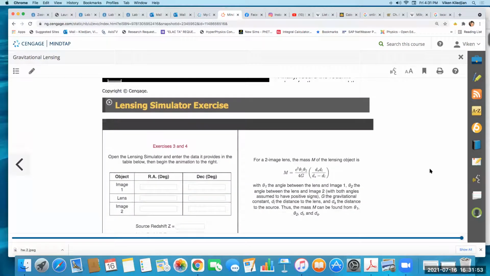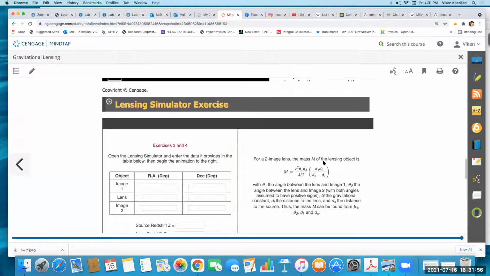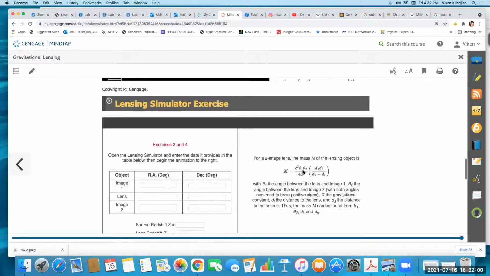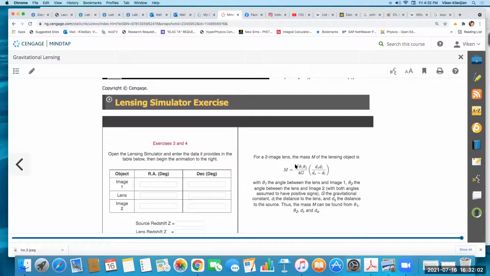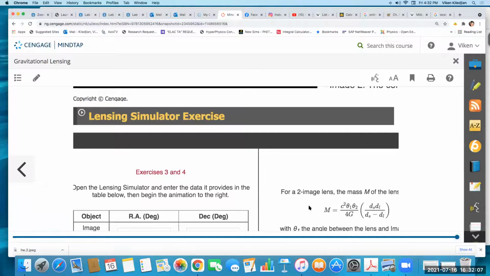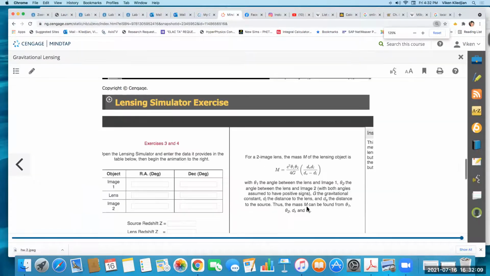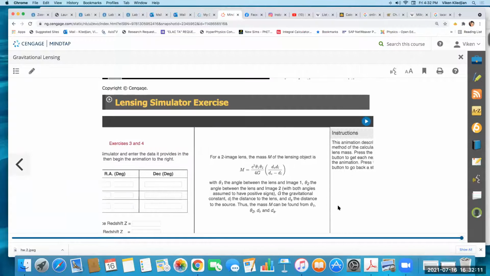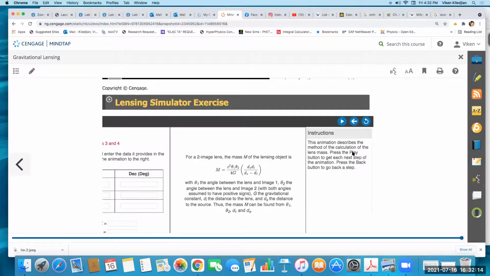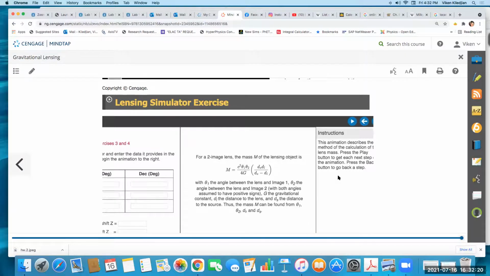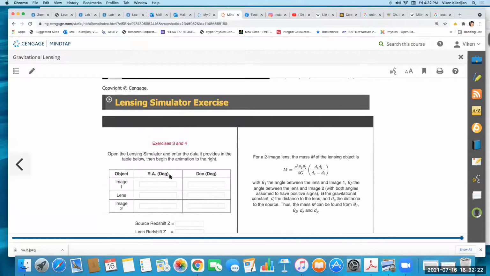Lensing simulator exercise. For a 2-image lens, the mass M of the lensing object is given by this. Well, it's just a complex formula, right? Exercise 3 and 4. You know what? This is too enlarged. Instructions. This animation describes the method of the calculation of the lens mass. Press the play button to get each next step of the animation. Press the back button to go back a step. So let's say the RA, you know what, let's minimize it.